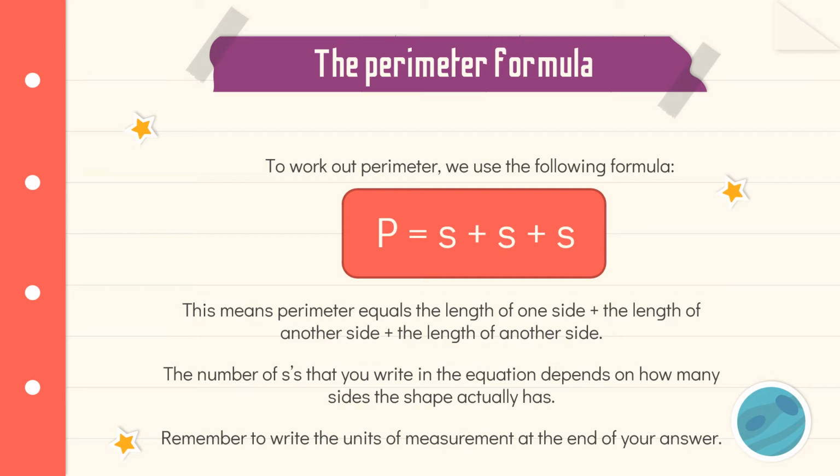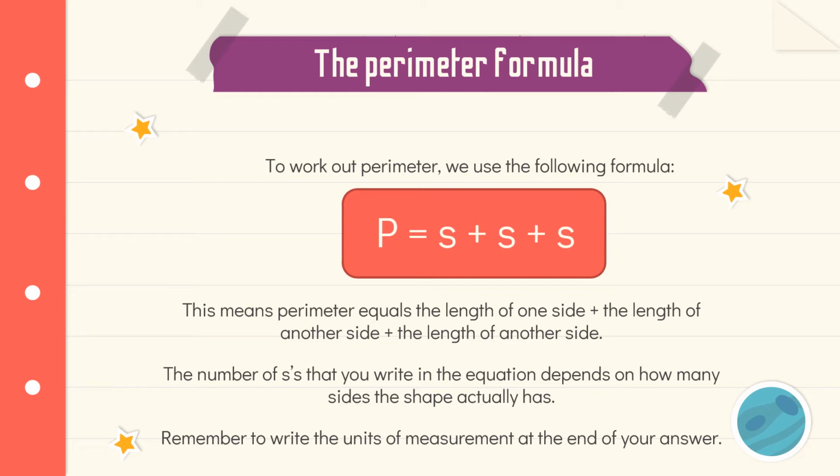Now let me explain what that formula means. The perimeter equals the length of one side plus the length of another side plus the length of another side. So P stands for perimeter and all the S's stand for side. P equals side plus side plus side. The number of S's that you write in the equation depends on how many sides the shape actually has.